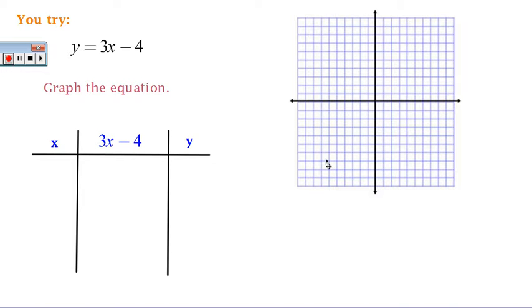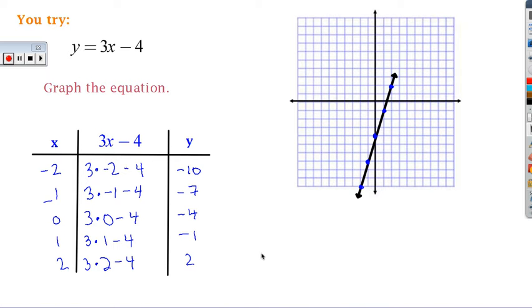All right, welcome back. So hopefully your process went well. Here's what you should have gotten for your table and your graph. So double check your x values, double check your y values, double check where your points are. I put them in blue so that you could see them easy, and make sure that you drew a line with arrows on the end to represent the whole equation, and then labeled your x and y axes. Let's take a look at the next example.